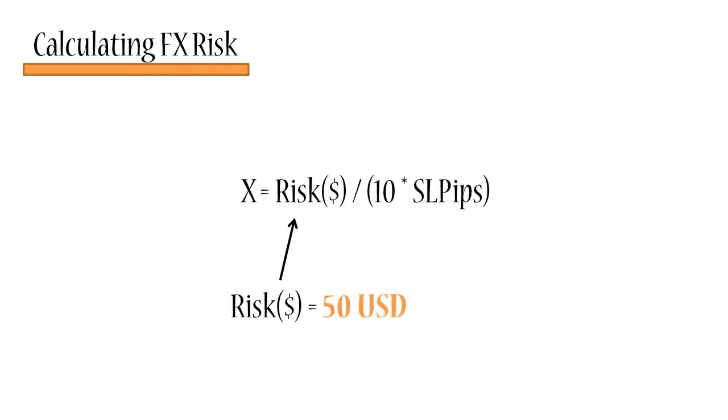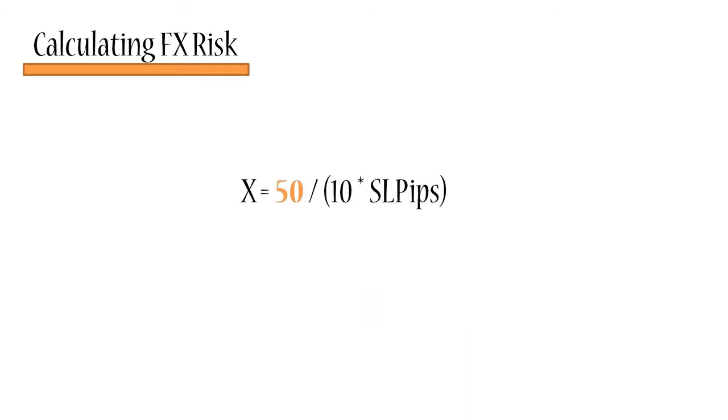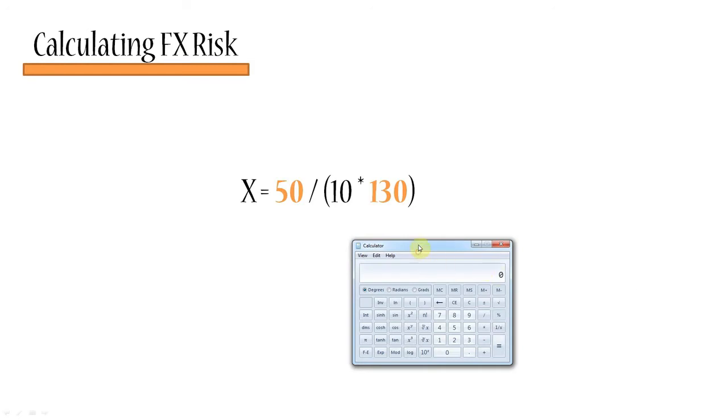10% of $500 is 50, so we replace 50 in that equation. So the last variable that we have to input is our stop loss pips, and as we discussed, stop loss pips is 130, so I'll just put that in right now. And now I'm just going to bring up the calculator so we can work this out.